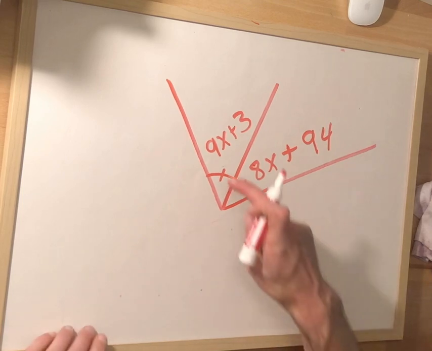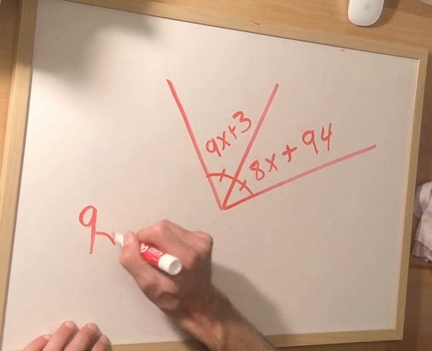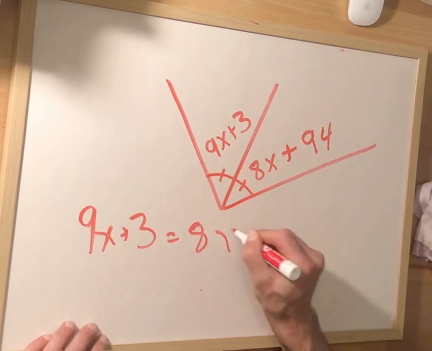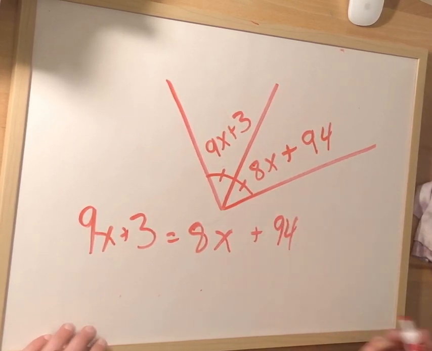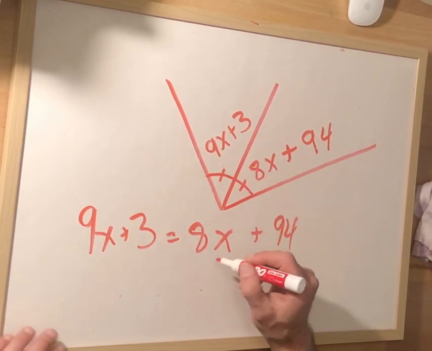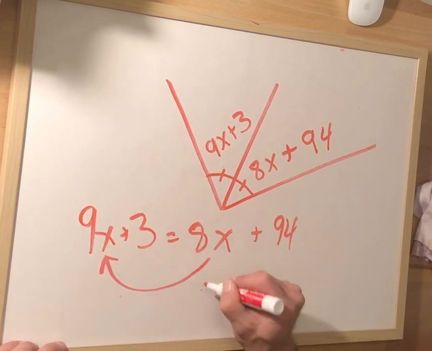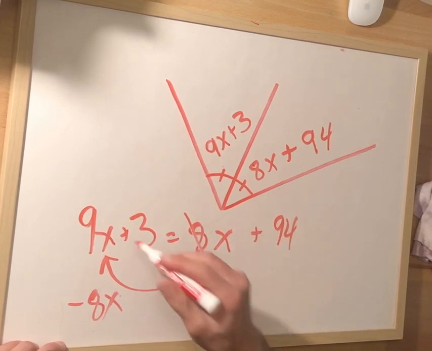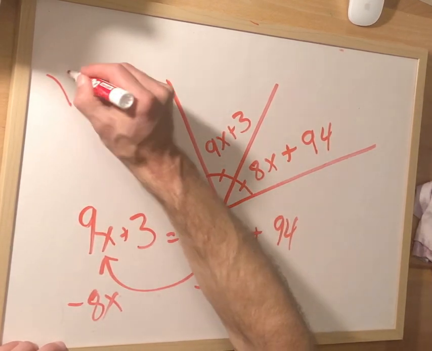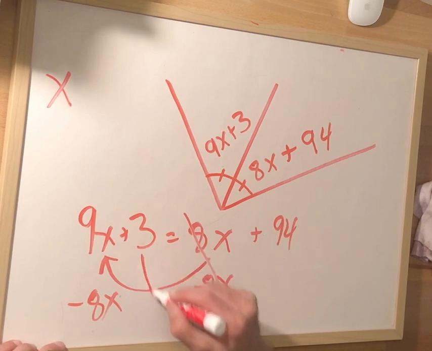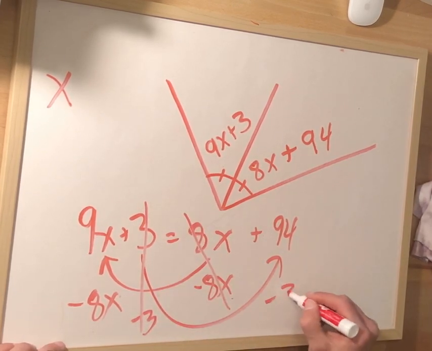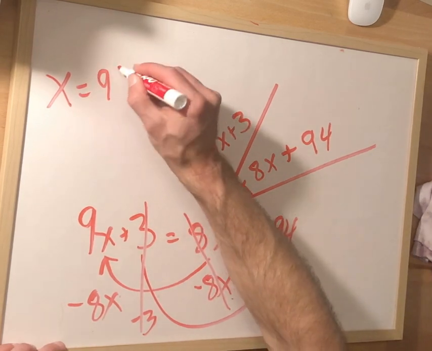Sure. You could say that this angle, 9x plus 3, has to equal this exact same angle, 8x plus 94. They have to equal each other. Now, how would you solve for what each angle is? Well, isolate your x. Move this x over by subtracting 8x. This cancels out to get 9x minus 8x is 1x. Move this 3 over here by subtracting it, minus 3, to get x equals 91 degrees.